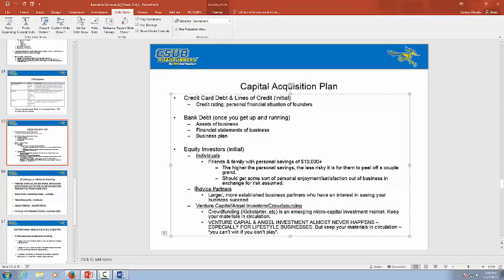It's important to realize or remember that venture capital and angel investment almost never happens, especially for lifestyle businesses. So most of the businesses in here, it's very hard to get angel investment money for. Angel investors tend to focus on high-tech and biotech firms.